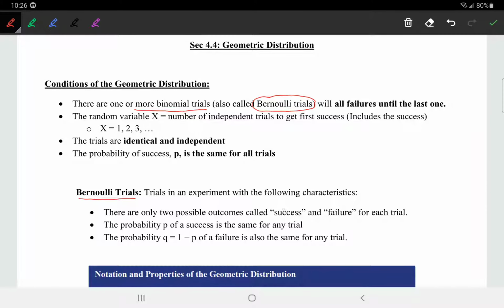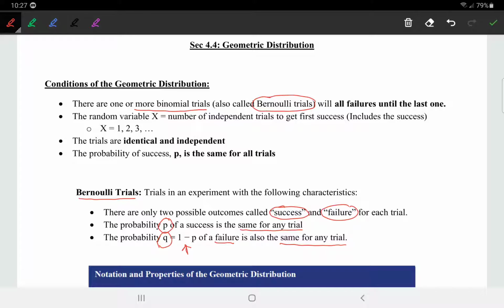There are only two possible outcomes. Remember, these will be called success or failure for each trial. We call the probability of success P, and it must stay the same for any trial. And the probability of failure we call Q. It is calculated as 1 minus the probability of success, and it is also the same for any trial.